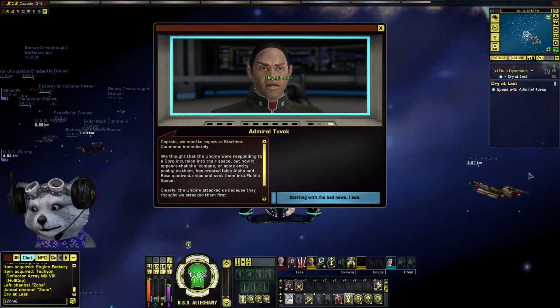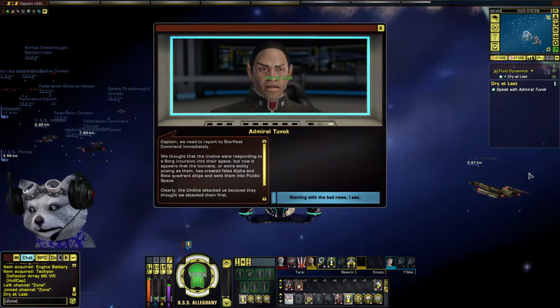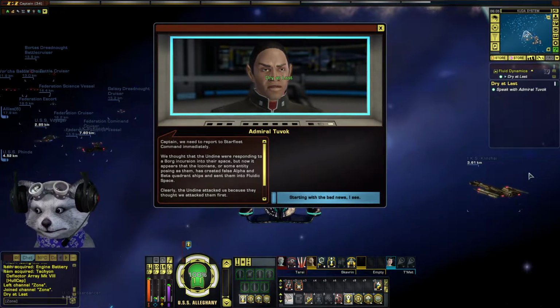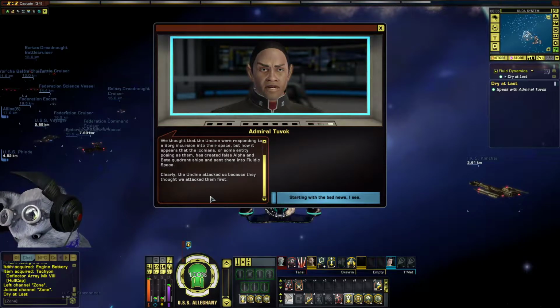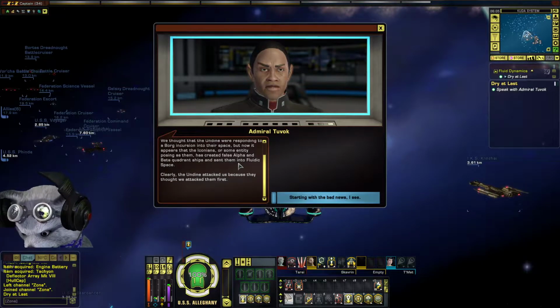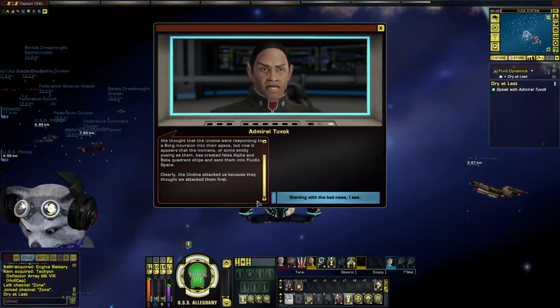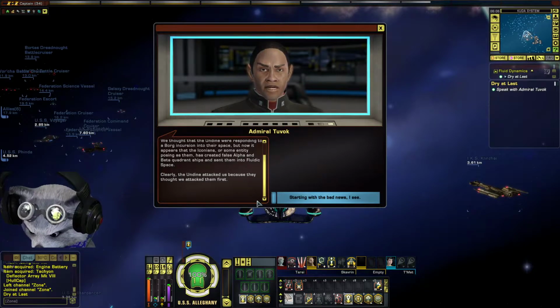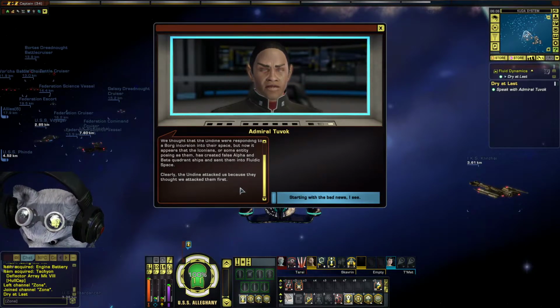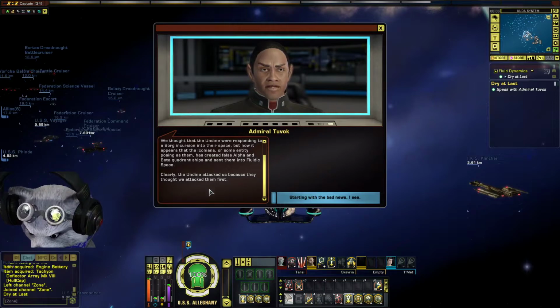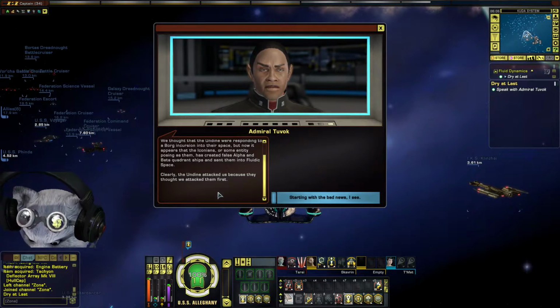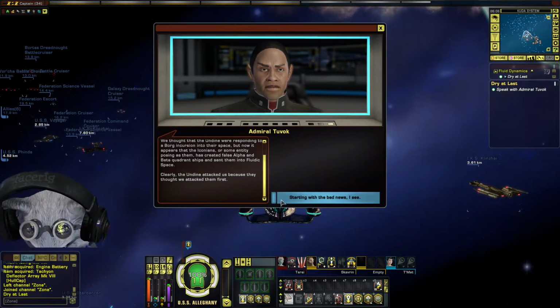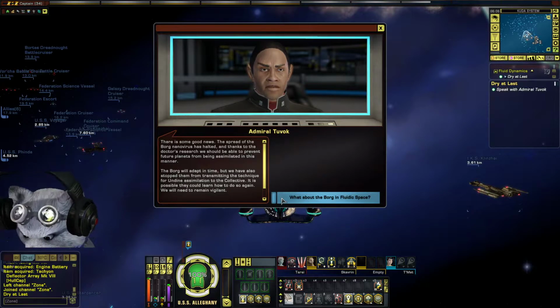We need to report to Starfleet Command immediately. We thought that the Undine were responding to a Borg incursion into their space, but it now appears that the Iconians, or some entity posing as them, has created false Alpha and Beta Quadrant ships and sent them into fluidic space. Clearly, the Undine attacked us because they thought we attacked them first. Okay, starting with the bad news I see. There is some good news.